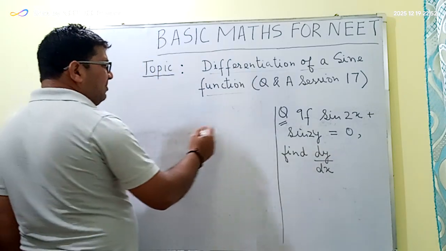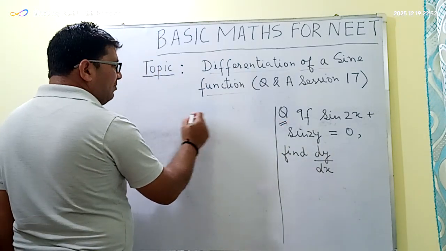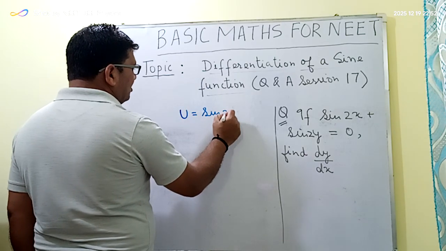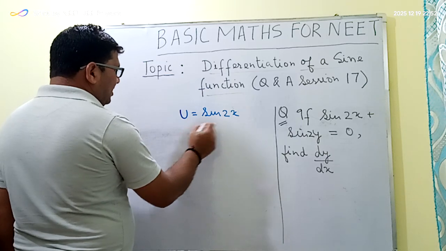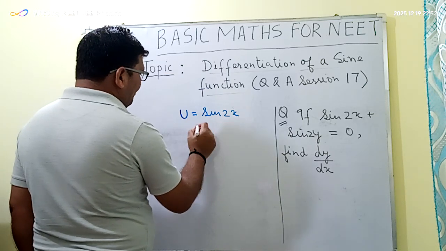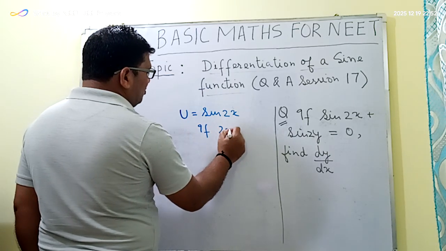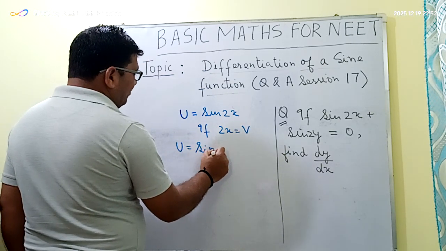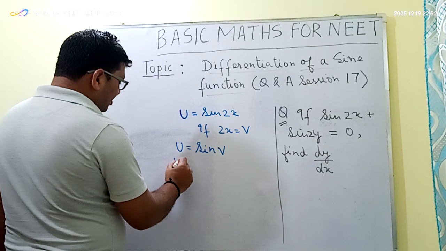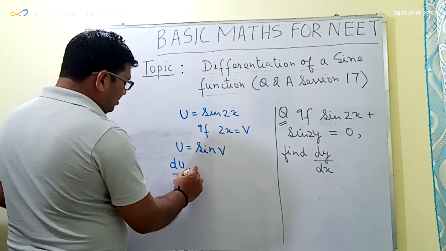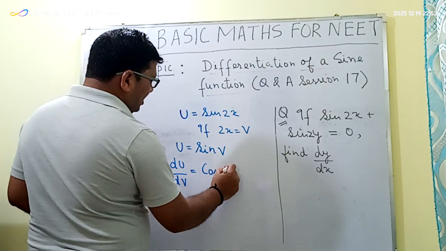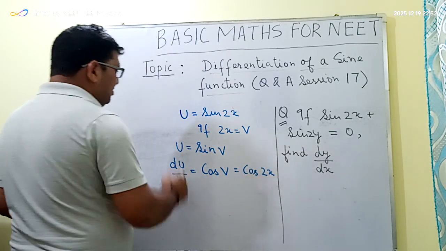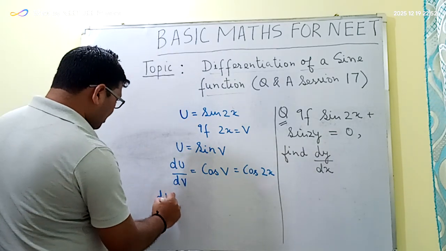So here what I will be doing is that I will be considering, let us say, u is equal to sine 2x. And here if 2x is equal to, let's say, v, then u will be equal to sine v. Now du upon dv will be equal to cos v, and v here is equal to 2x, so I will be getting cos 2x.